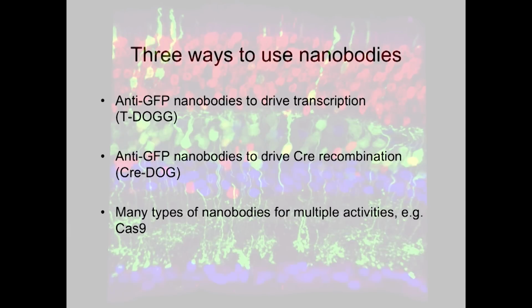So we use nanobodies in a variety of ways, and I'm going to tell you three stories. The first two use nanobodies directed against GFP. The first story I'll tell you is about using GFP and nanobodies to drive transcription inside cells. The second one is to use the same GFP nanobodies to drive Cre recombination. And the last is an attempt to expand the use of nanobodies to any intracellular cell type specific protein to drive many different types of activities.